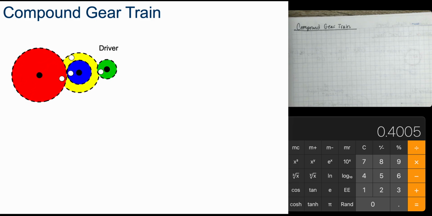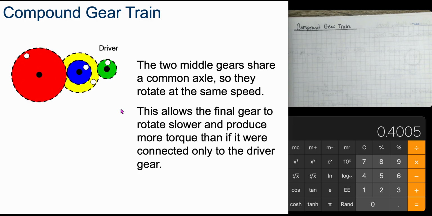So we have just in the middle, these two, the yellow and blue, they're the only ones where we have two gears on the same axle. The red gear is on its own axle, and the green gear is on its own axle. So let's go ahead and sketch this out.